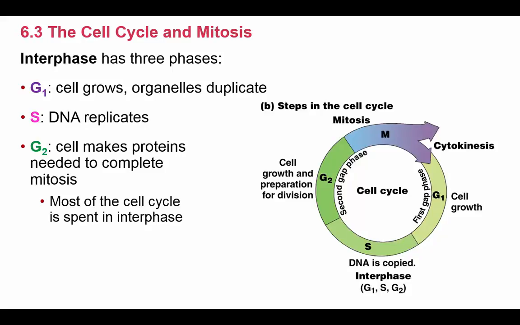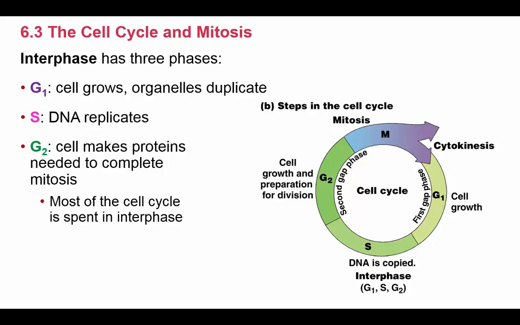And then secondly, we're going to see the organelles duplicate. Now remember, organelles, these are all those structures inside of a cell that carry out specific functions. So we learned these back in Unit 2. We talked about mitochondria and Golgi apparatus and ribosome. So all those different parts on the inside of the cell, they're going to duplicate during G1.